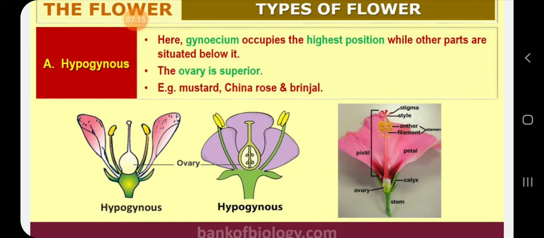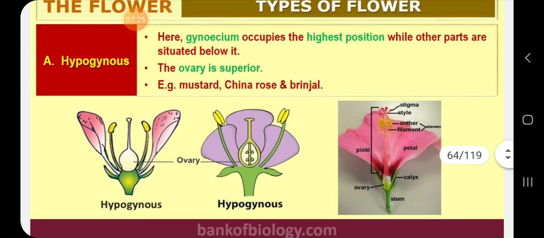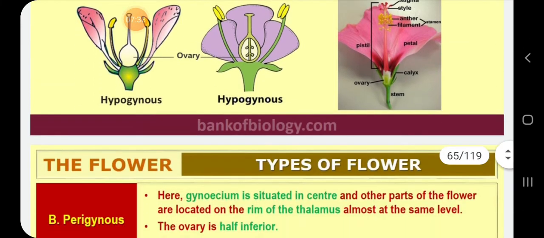The ovary is superior. For example, mustard, china rose, brinjal. Here you can see on the receptacle or the thalamus, the top position is of the ovary. So at the top it is there, and below the ovary are the different appendages. So in this situation it is hypogynous, that means superior ovary.